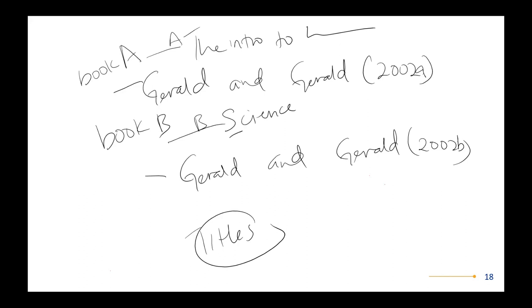So you take a look at the title. Book B starts with S. This one starts with T, right? So which one comes first? All right? S, right? So the 2002B will become A now, and then this one will become B because it goes by the title.